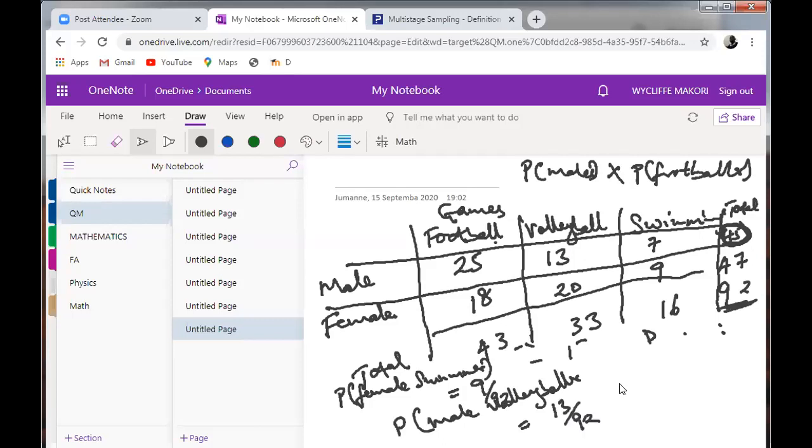So the two probabilities are supposed to be multiplied simply because we are using "and". So you are going to get 9/92 times 13/92. Then you work that out and simplify your answer where possible. It is going to give you the solution. When you are given a question that involves a table, we normally refer to it as a contingency table.